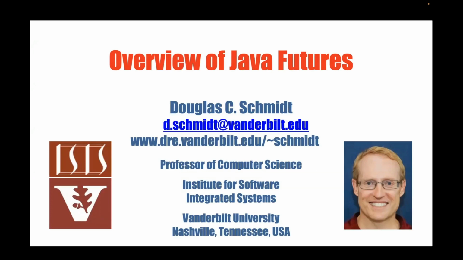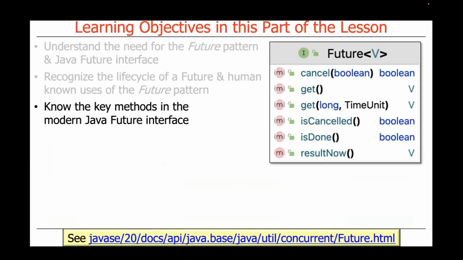So now that I've talked a bit about the life cycle of a future and talked a bit about a human known use, let's take a look at Java futures. And we'll see that Java future is a generic interface that defines a number of methods. And we're going to talk about some of the key methods and understand how they can be applied in practice.